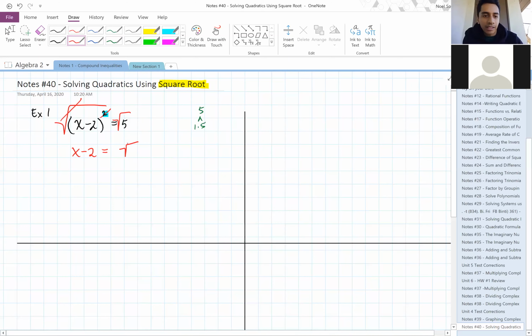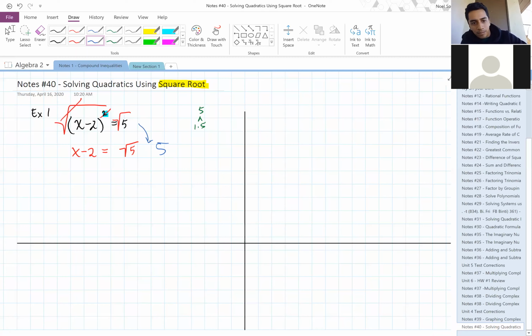The common mistake that I see sometimes with students is that they'll take the square root of 5 and then down here they'll put 5. You can see why that's wrong because the square root of 5 is not 5. The square root of 25 is 5. So just be aware not to forget to bring down the square root with it.